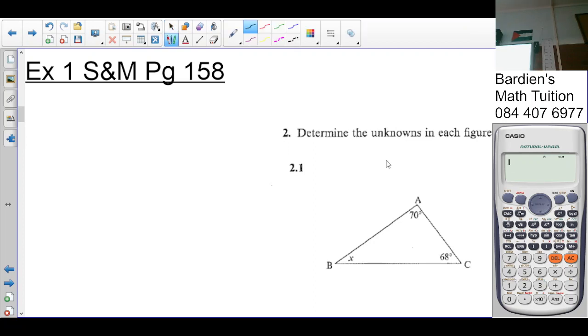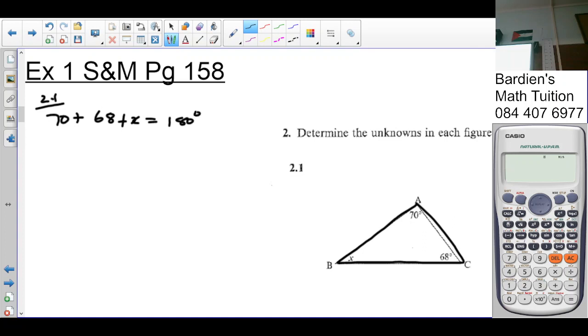Start by saying, as you can see, it's angles in a triangle. So you're going to say 70 plus 68 plus x equals 180. Why? Sum of angles in a triangle. And this triangle, ABC.